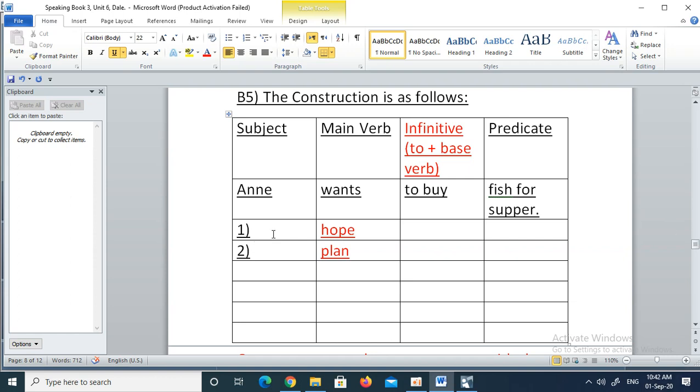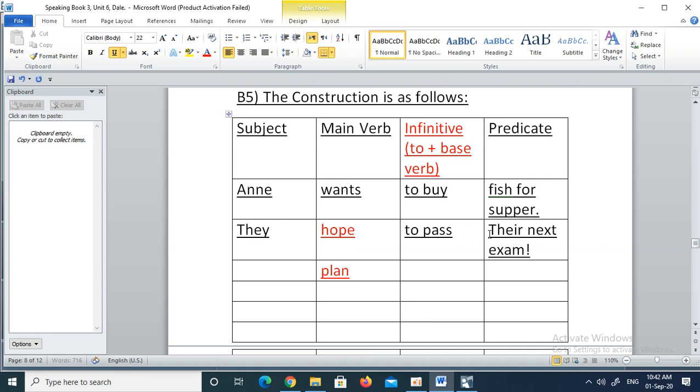Okay, let's give some examples here. They hope to pass. To is the particle, pass is the base verb, and our infinitive is to pass. They hope to pass their next exam. I could use a different subject. I could say the students hope to pass their next exam.